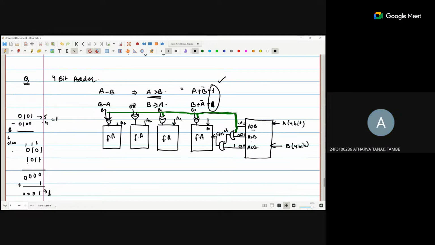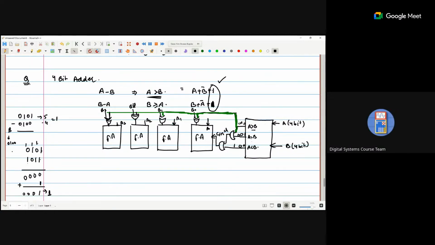And the application is similar for a minus b: a plus b bar plus 1. So the adder will add that, for b bar. We will XOR that b with 1, for a greater than b. So we will XOR for the b bar.